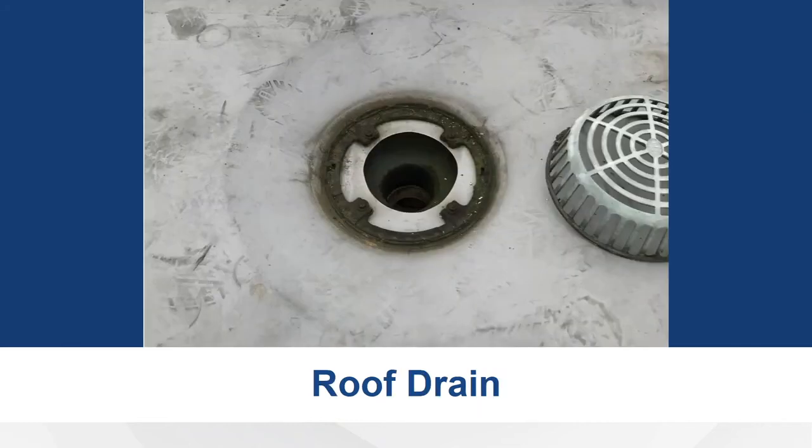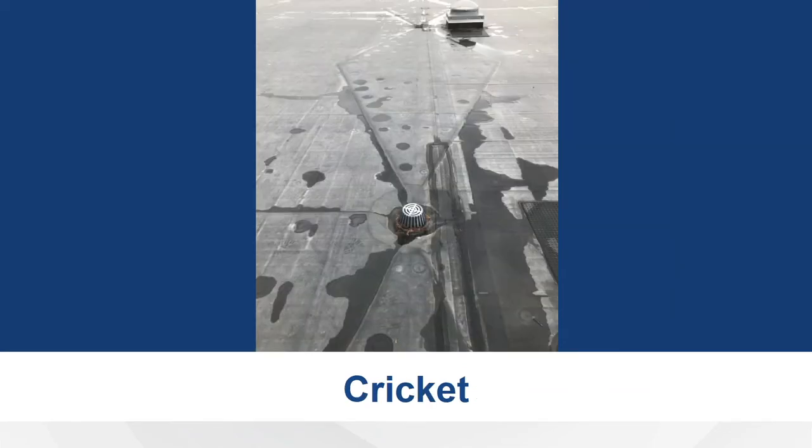Roof drain. A roof drain is a device that allows water to drain from the roof system. It is very important that roof drains are flashed properly in order to prevent leaks into the building as well as the roof system. Cricket. A cricket is a raised area of the roof surface between draining points to assist with drainage.